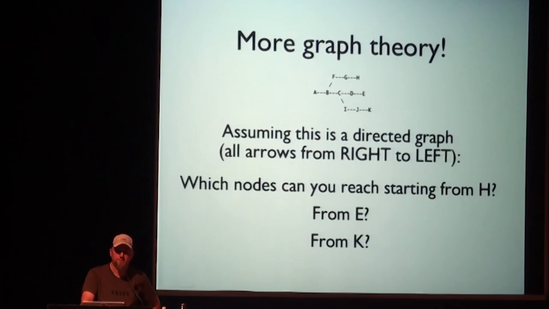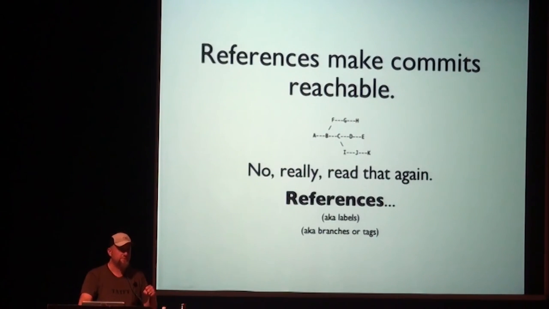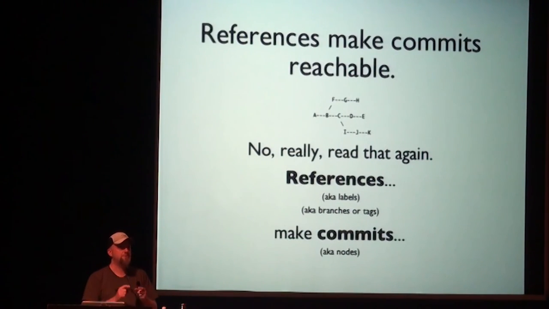There's this other concept of reachability. So if you're looking at this graph and you're standing at H, the history of the world that you can see is H, G, F, B, A. If you're standing at E, you can't see H, and vice versa. So each of these are sort of like alternate universes. It's another fun way of thinking about it. And the reason that I mention this is that references are a way that you can sort of nail down parts of this graph. References, which is to say a label, which is to say either a branch or a tag, are a way of making commits, which is to say nodes and the history that they depend on, something that you can get back to.